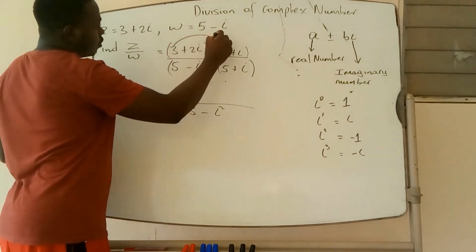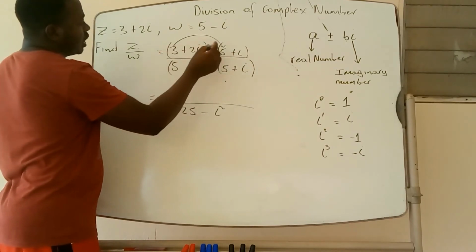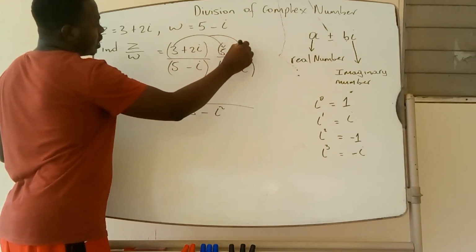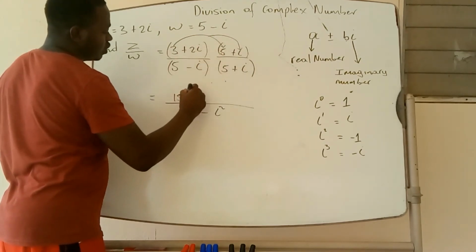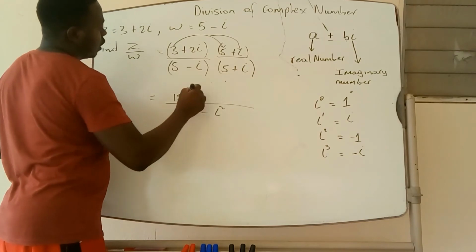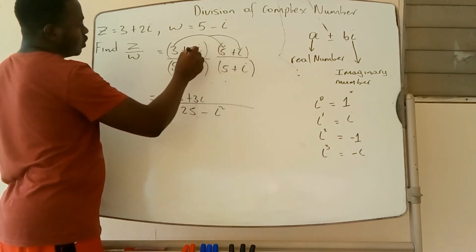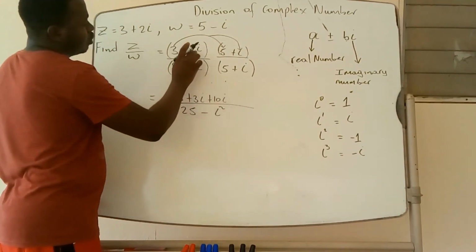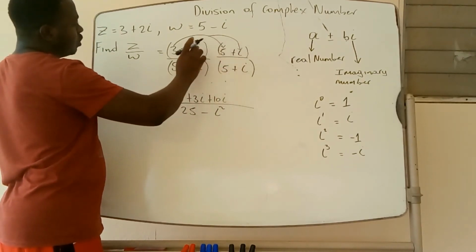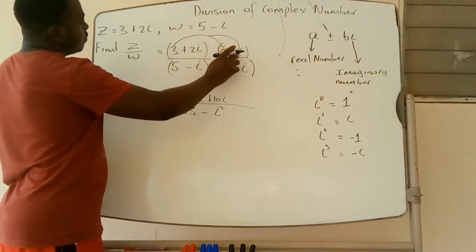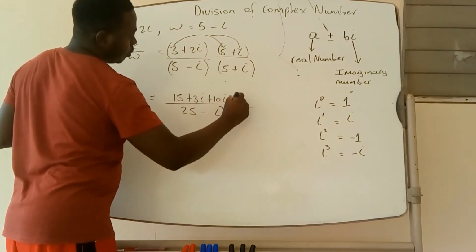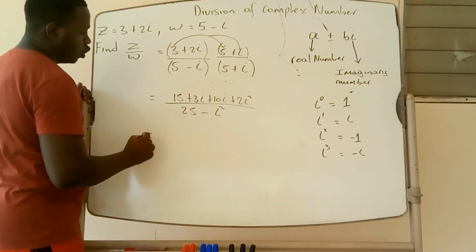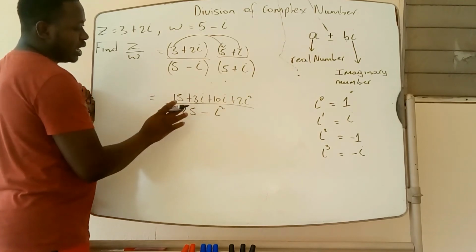We're going to use the first term to multiply the first term here. So 3 times 5, that's going to be 15. Use the first term to multiply the second term here. So 3 times i, that's going to be plus 3i. Use the second term to multiply the first term. So 2i times 5, that's going to be plus 10i. And use the second term to multiply the last term here. So 2i times i, that's just going to be plus 2i squared. Alright, clear there?